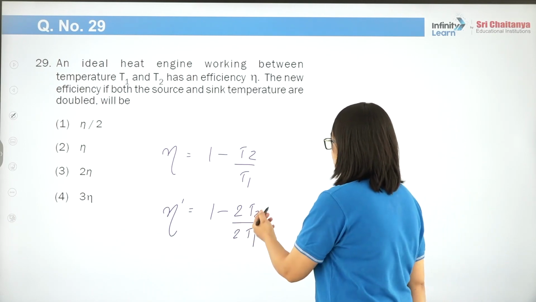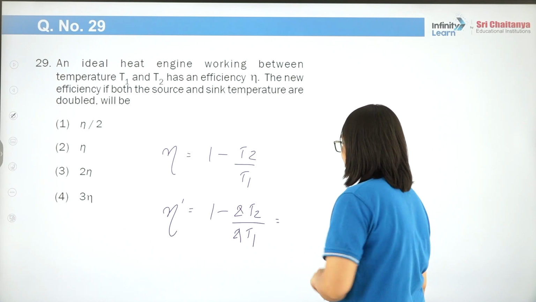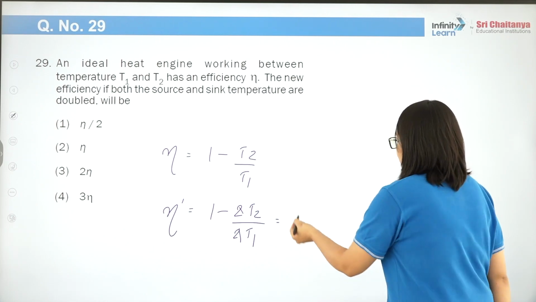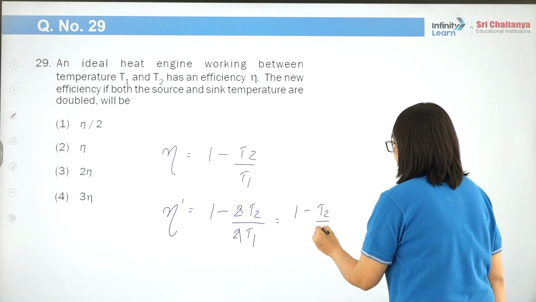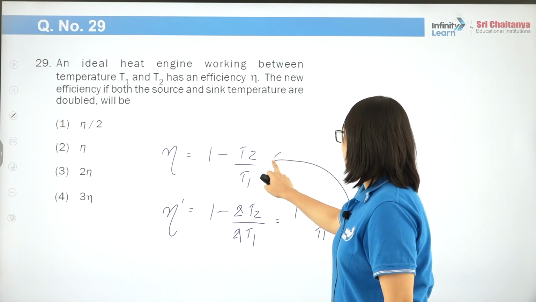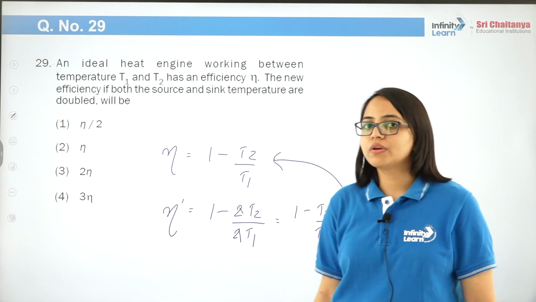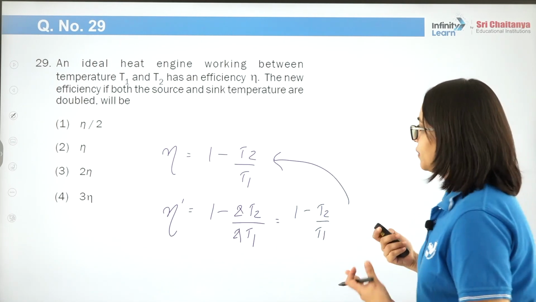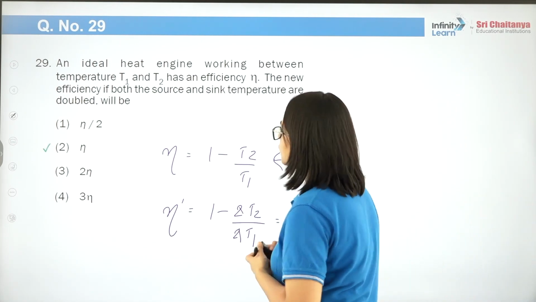So this will be 2T2, 2T1, 2 cancel. So again we are getting the same expression of efficiency, 1 minus T2 upon T1, which is the same as the previous one over here. So new efficiency is equal to old efficiency. So correct answer is option 2.